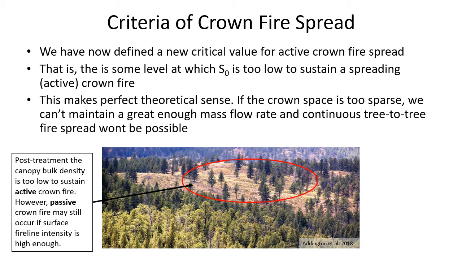So if you see in this photo here, that red circle is this treated stand, and it's pretty easy to see, with how far apart those trees are, there's just not enough bulk density there to maintain a continuous active crown fire because of that spacing. But that doesn't mean that passive crown fire couldn't happen. We could still have 100% crown mortality in there if the surface fire intensity were high enough to torch out every single one of those trees, but we're just not going to get active spread because the trees are separated far enough apart.